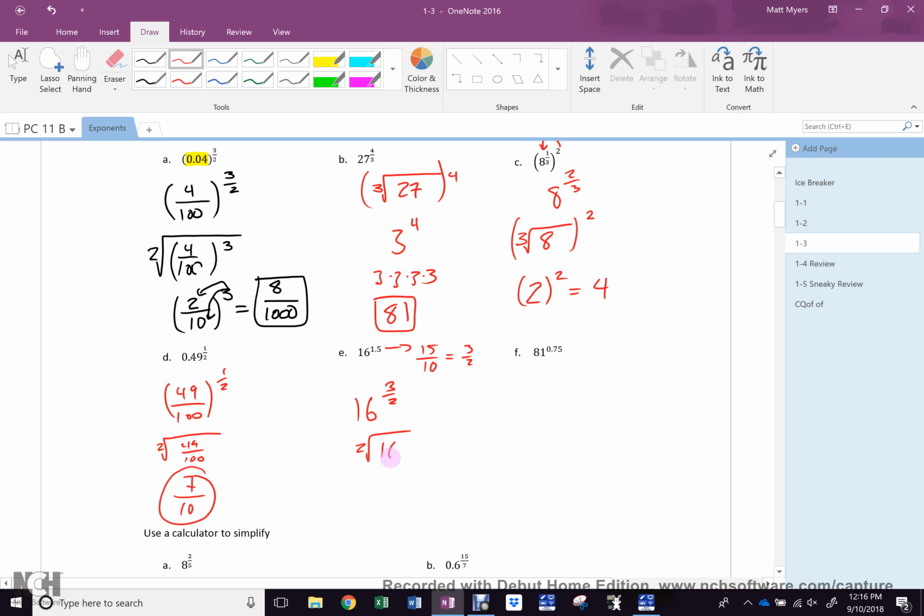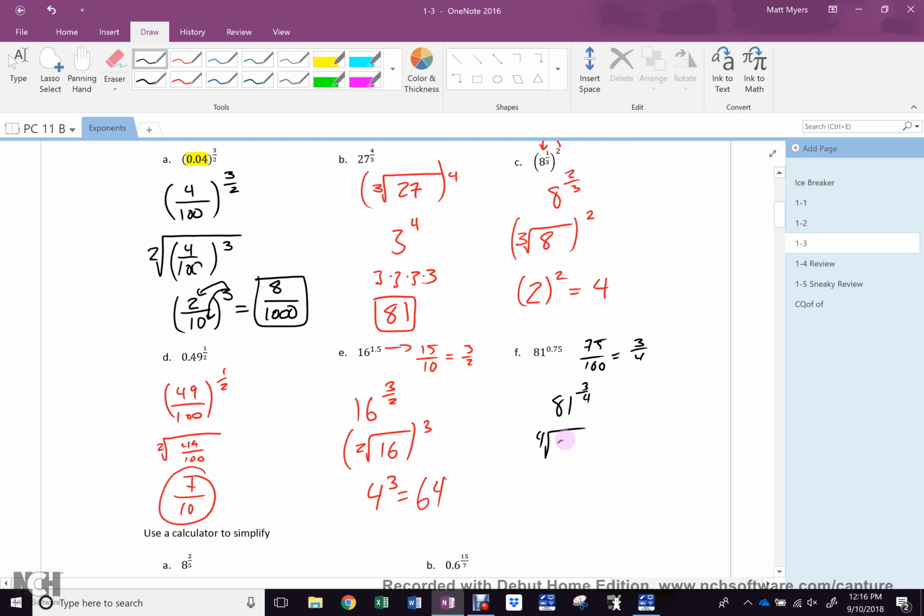Square root of 16 cubed. What is the square root of 16? 4 cubed. What's 4 cubed? 64. What are you going to do with that one? Do the same thing, because if it works once in math, it always works in math. That's 75 over 100, which is what really? 3/4. So now I have 81 to the 3/4.